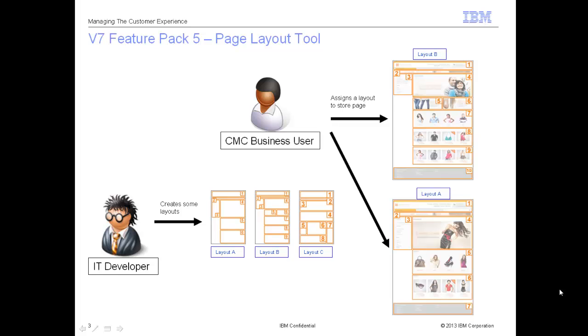As well as when you do these assignments, you can do them for a particular period of time. So you can say that for the apparel page, for example, layout B goes from January 1st to April 31st, and assign a different layout to start from May 1st onwards.